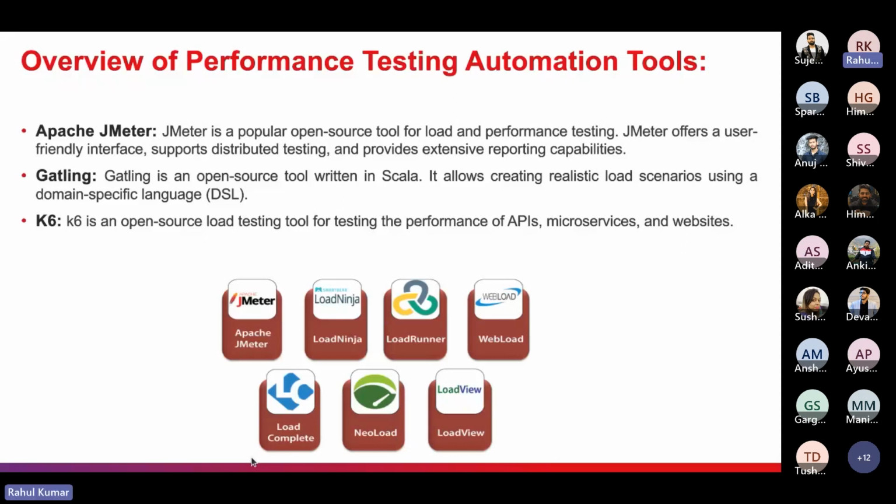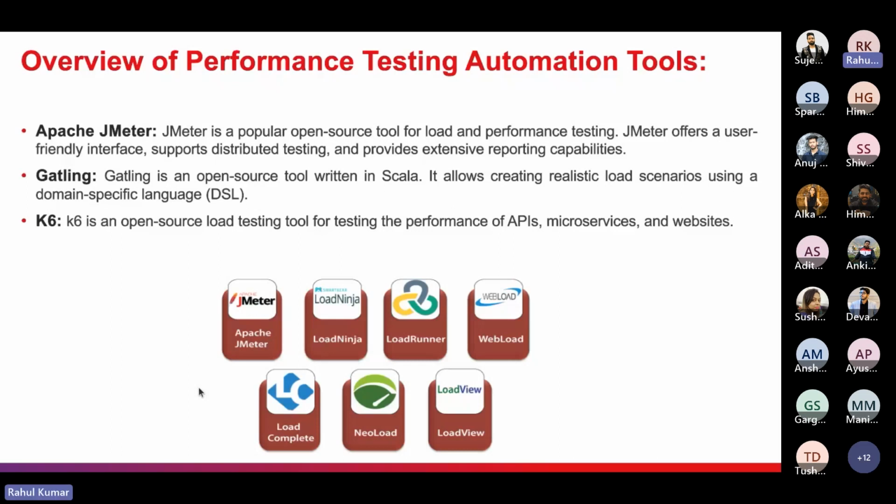So there is the Apache JMeter tool. Apache JMeter is a popular open source tool for load and performance testing. JMeter offers a user-friendly interface, supports distributed testing, and provides extensive reporting capability. The second one is Gatling. Gatling is also an open source tool, written in Scala, and it allows creating realistic load scenarios using a domain-specific language. We can write our code in Java or Scala depending on the requirement, whatever language expertise we have.